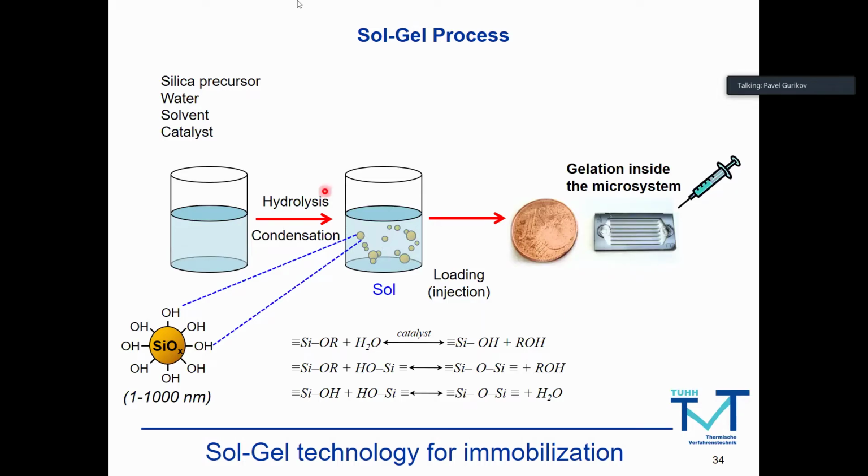So we took our reacting sol-gel system, placed some amount of enzyme in it, and then injected it into a microreactor, a very simple microreactor, to create gel within the microreactor channels: fill them in and perform gelation within the reactor itself.